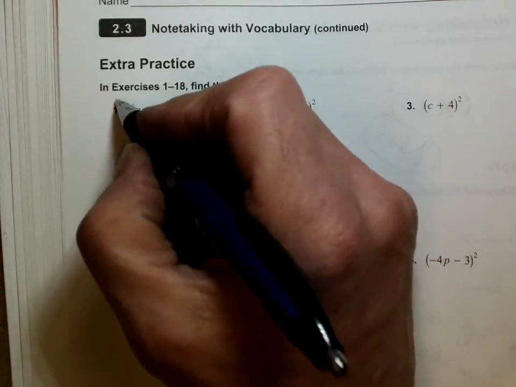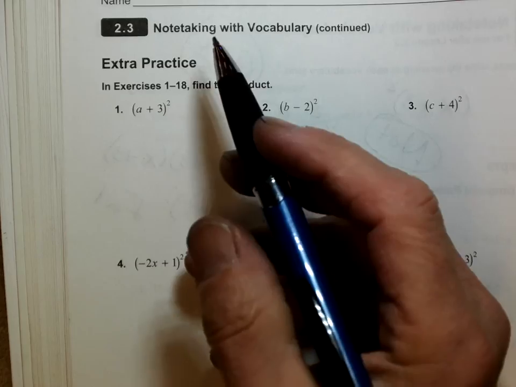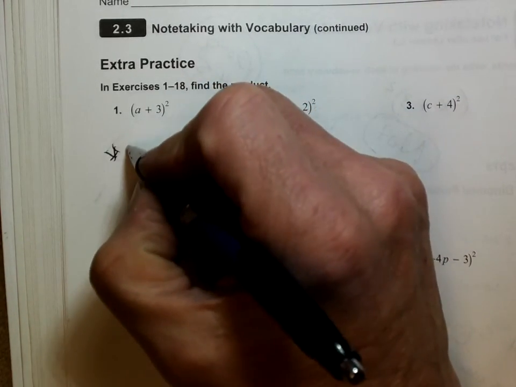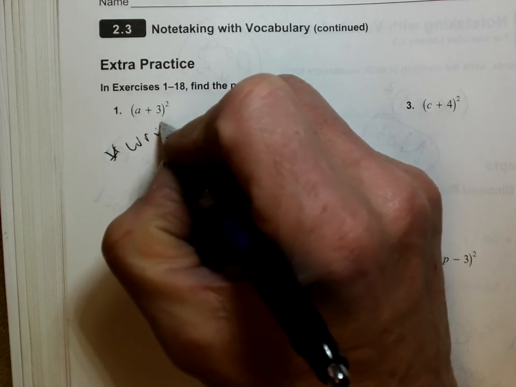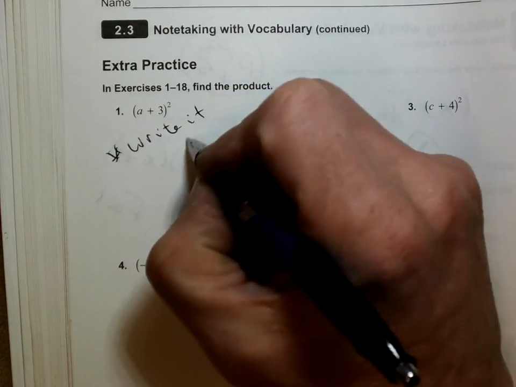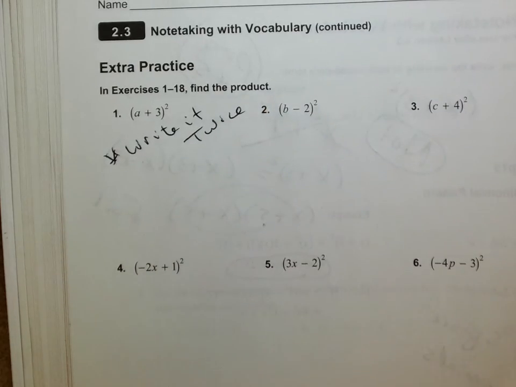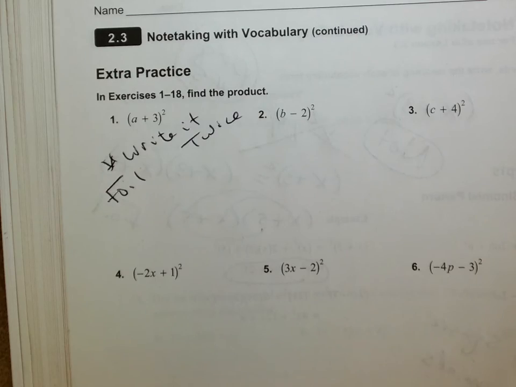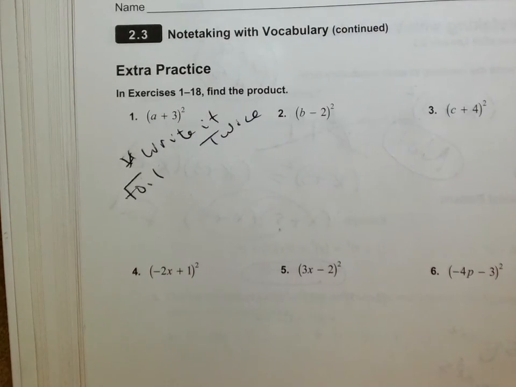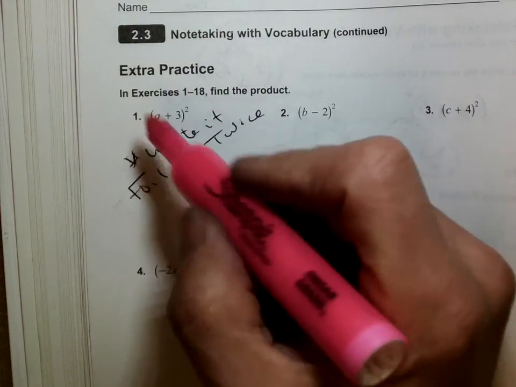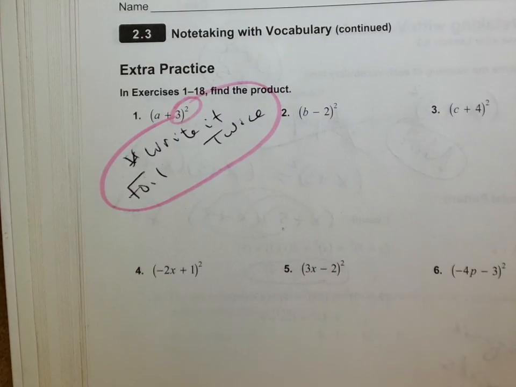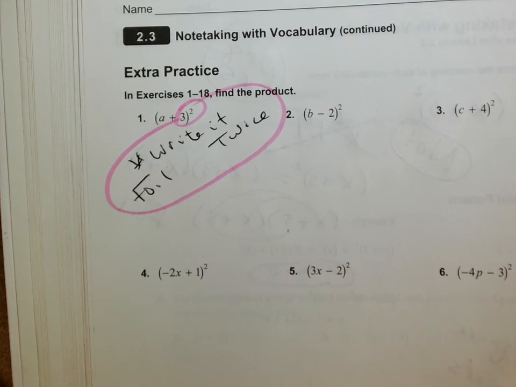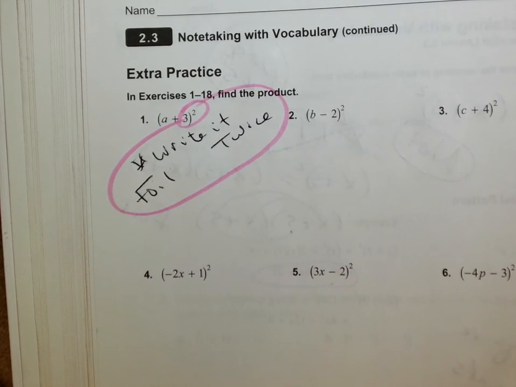So, number one, first of all, when you see this, make yourself a note. We're going to write it twice, and then we're going to foil. When you see a quantity squared, we're going to write it twice and then foil. That's our rule. We're always going to do that.